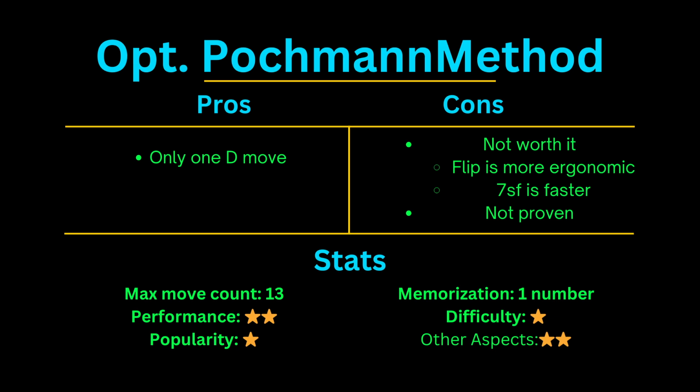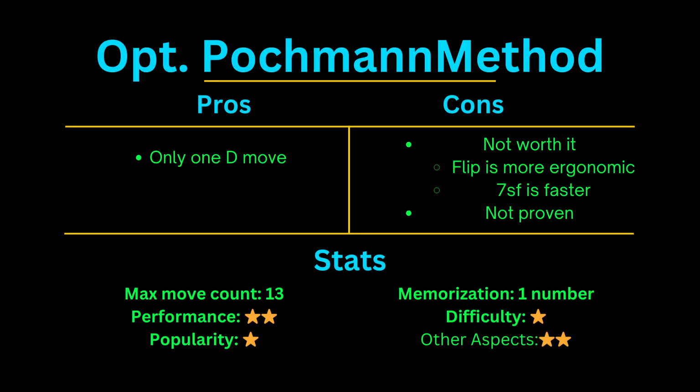But if you're bad at D moves, you could go for either of these two methods that are faster, unless it's imperative you do normal flipped after this, which I have no idea why it would be. But the method's also extremely unproven, as pro cubers either use a variant of 7 simul or normal flip, as flip is more ergonomic and 7 simul is faster. So yeah, that's pretty much the optimized Pochmann method.